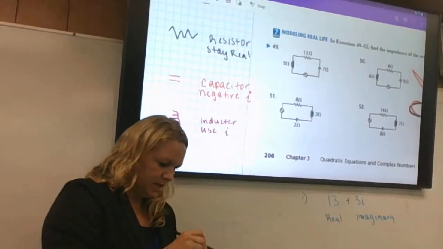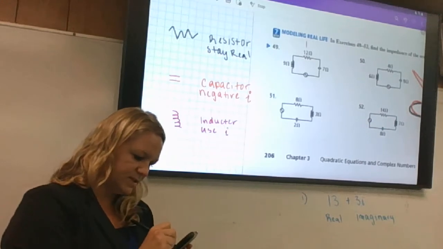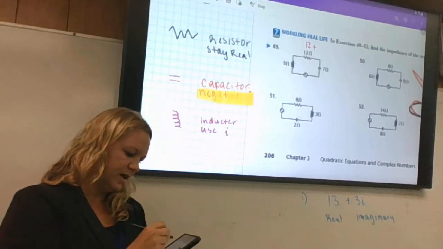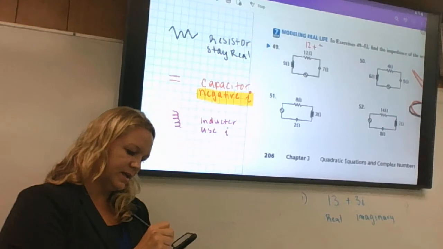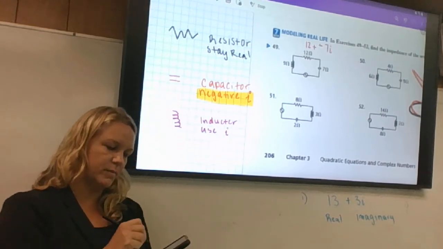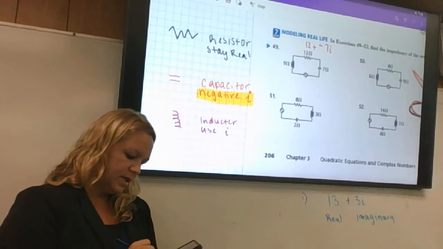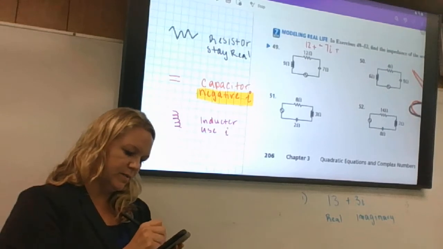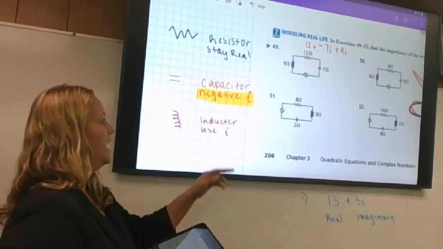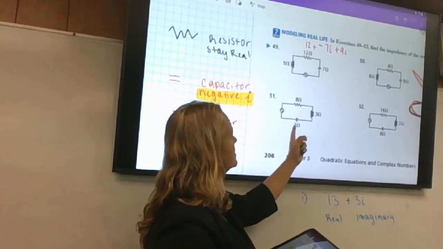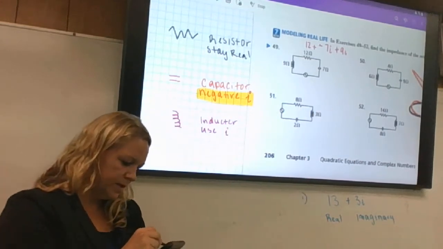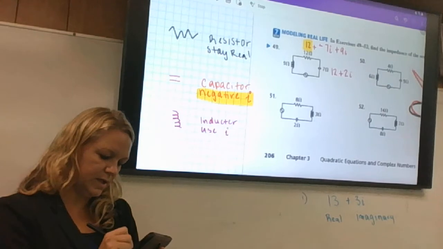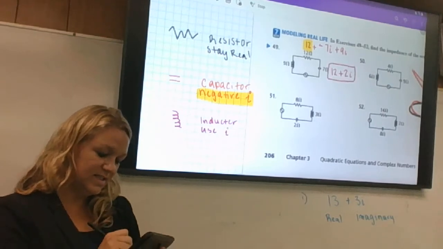So the resistor then stays real, so that's going to stay at 12. The capacitor becomes negative with an i, so instead of 7, I'm going to do negative 7i. And I'm sorry if this isn't the same order you're doing it. In the inductor, this curly Q symbol is a 9, and we're supposed to use i with it. Okay, I just noticed that these change order. So the real is the 12, and the imaginary will be 2i. And this is impedance.